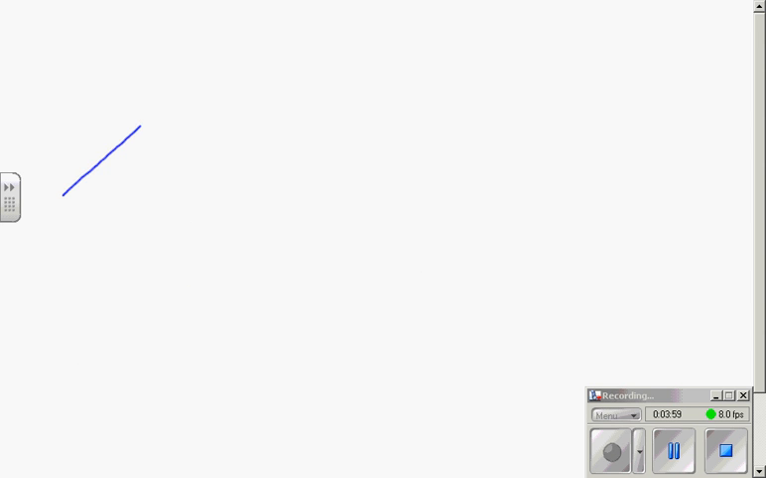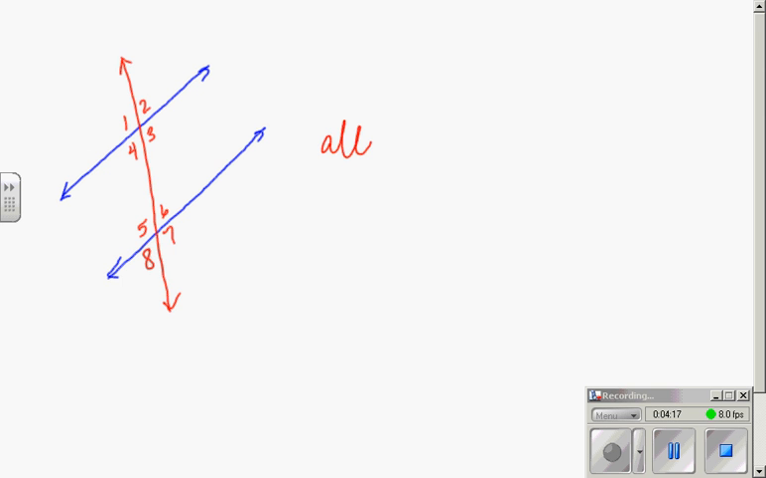I have one additional piece of information that you will need for your homework, and that is about parallel lines. So if my blue lines are parallel, a line that cuts across them is called a transversal. And there are 8 angles formed when parallel lines are intersected by a transversal.